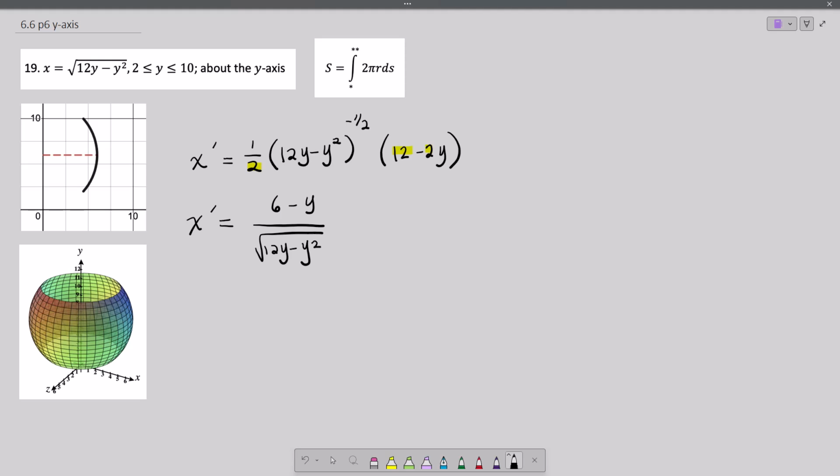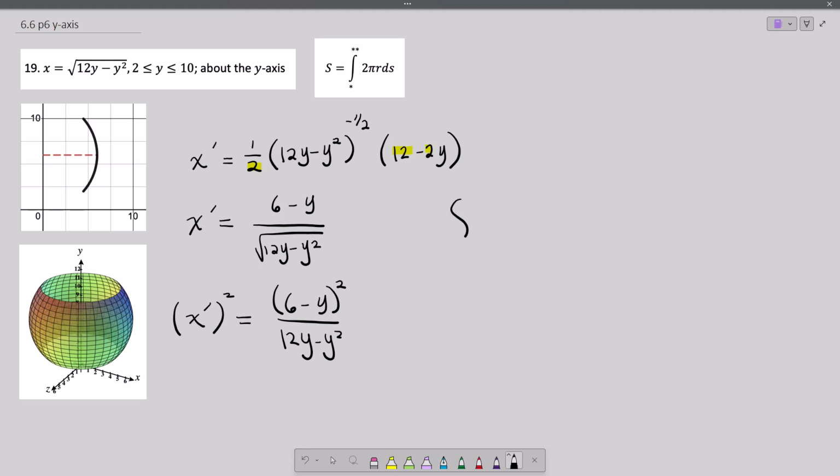And we know that we need to take that x prime and square it in order to convert the ds. So when we square x prime, the square of the numerator is 6 minus y squared. And the square of the denominator, well, if we square a square root, the root goes away. So that's going to be our x prime squared.